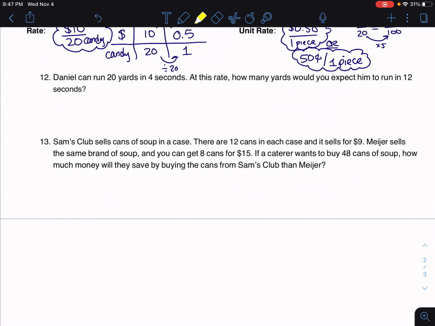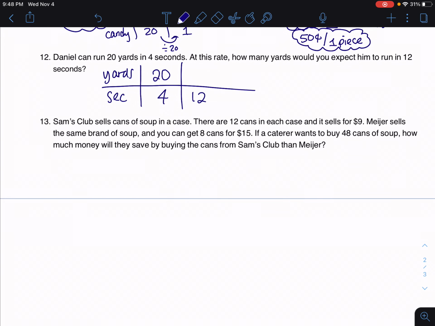12 and 13, we're using rates. So number 12 says Daniel can run 20 yards in 4 seconds. So I've got yards and seconds. So if he can run 20 yards in 4 seconds, how many yards would you expect him to run in 12 seconds? Well, to get from 4 to 12, I'm going to multiply by 3. So I would expect him to be able to run 60 yards.